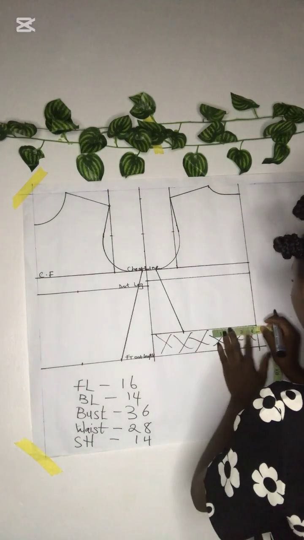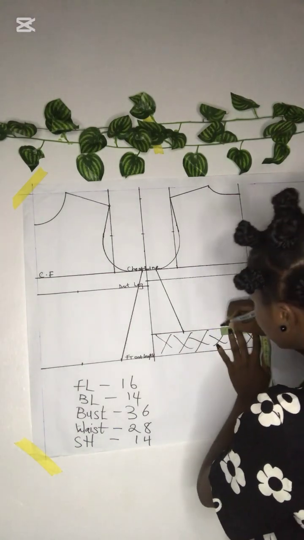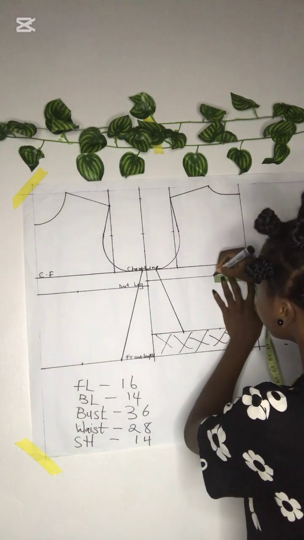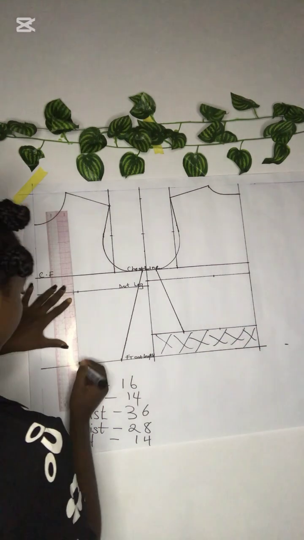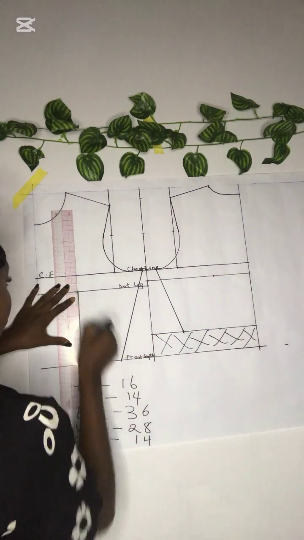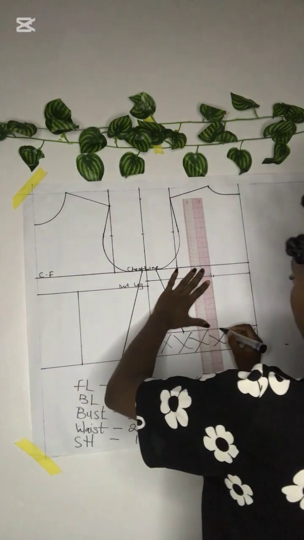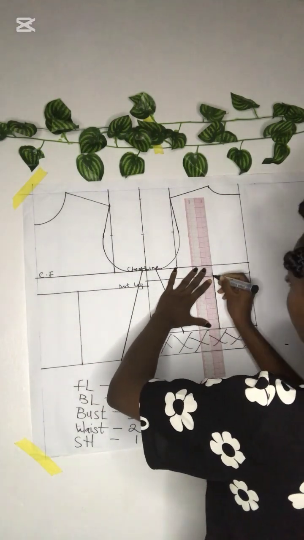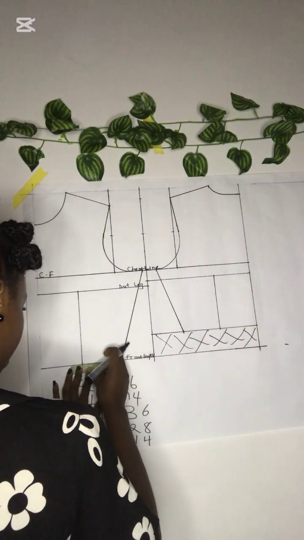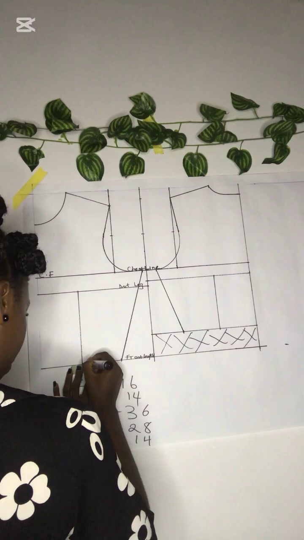So measure 3.5 on your dart leg and on your waist. Do the same thing for the back, on your waist and on your dart leg. Do you get it? So that's going to be your nipple to nipple point. You draw a straight line and your dart is always 0.5. That's the width of your dart from the waist, always 0.5.